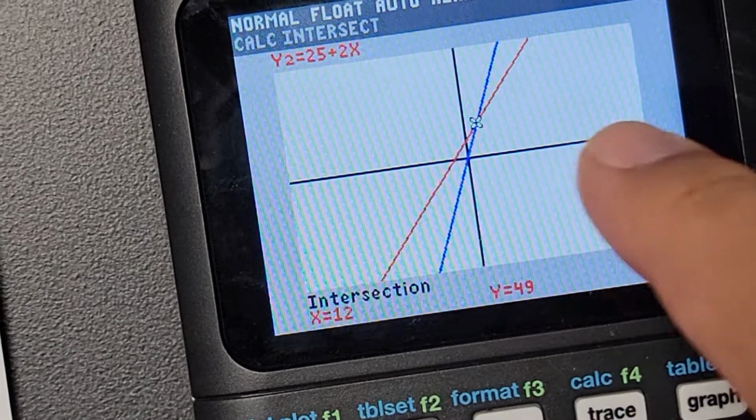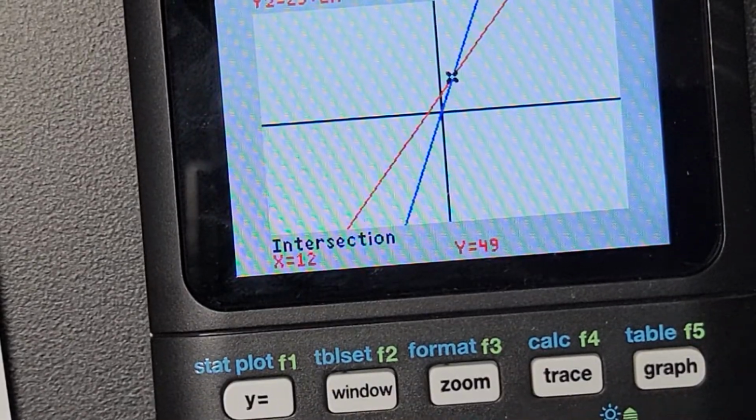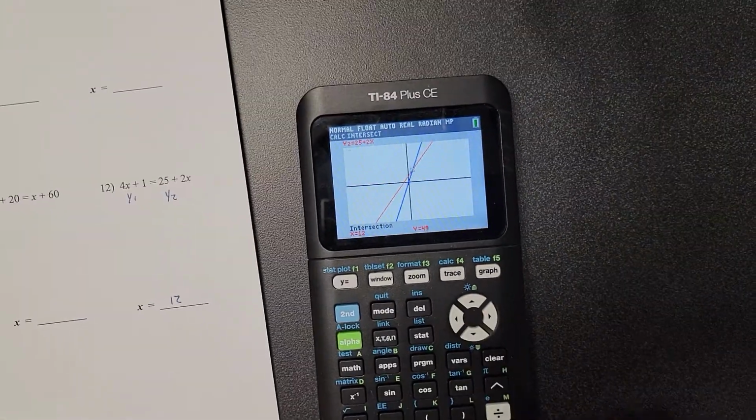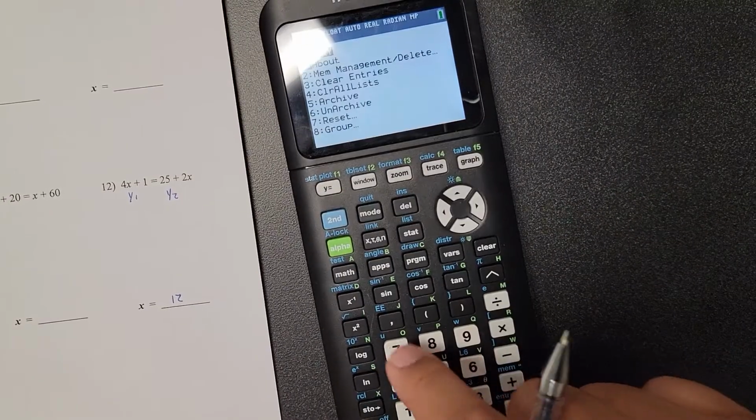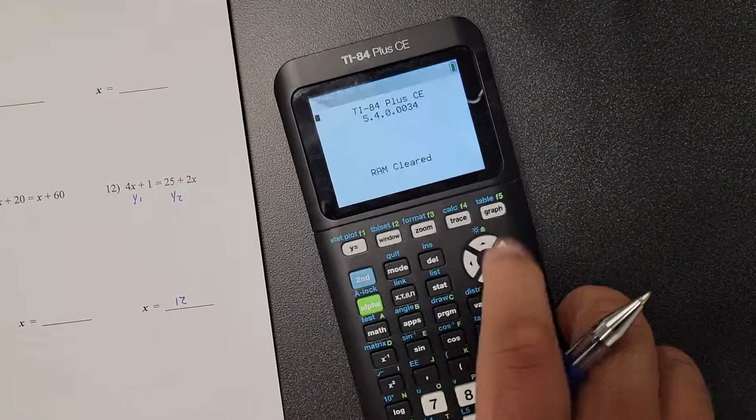Okay. So after you do the zooming, all right, you have to go back and reset the calculator. Okay. You have to reset it. Second plus 7, 1, 2. All right.